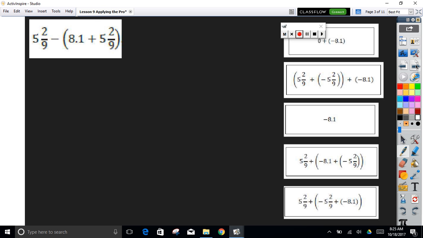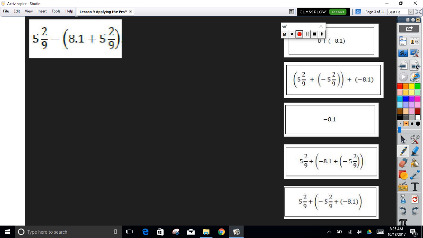Okay, exercise 1 asks you to unscramble the cards and show the steps in the correct order to arrive at the solution to the problem, which I've put here, 5 2/9 minus, in parentheses, 8.1 plus 5 2/9. This problem looks a little different than some of the problems that we've done. So along the right side, we have some possible steps for solving this problem.